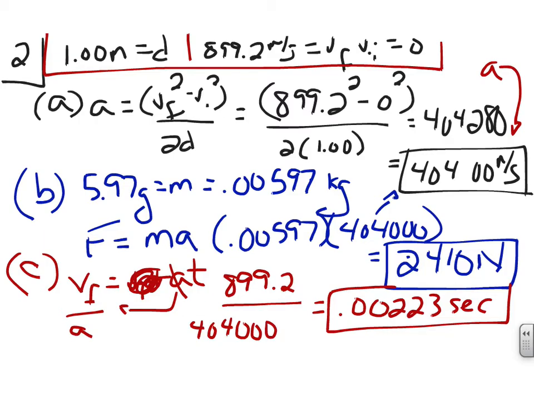So these three, A, B, and C, all happen inside the gun, and since they happen inside the gun, the answer from part A gets used in part B, and it gets used in part C. That A is the acceleration that's happening inside the gun.